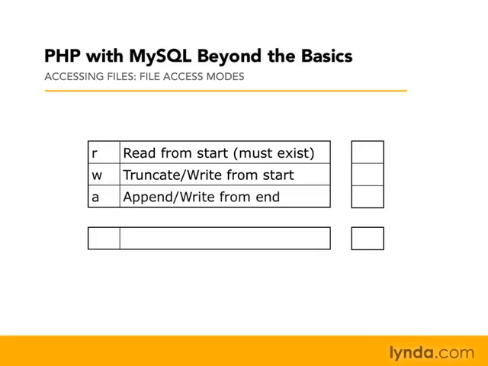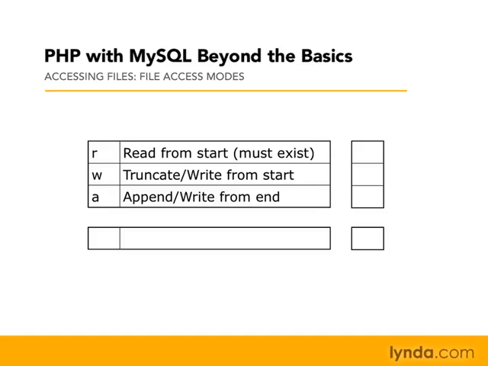And then the third one is A, append, or write to the end. So that's going to be useful for something like a log file, where we just need to add one new entry and then exit the file. In that case, the W method would not have been suitable because it would have truncated everything that was there before, just wiped it out.